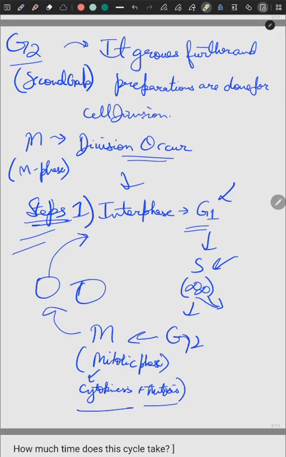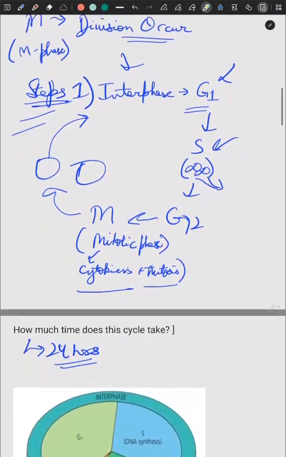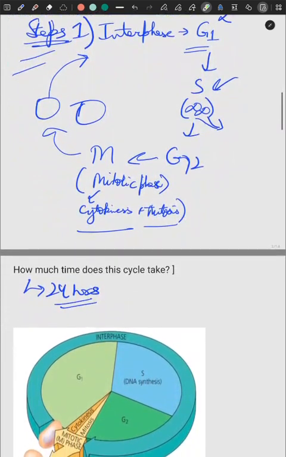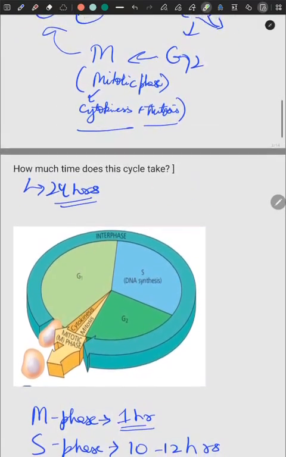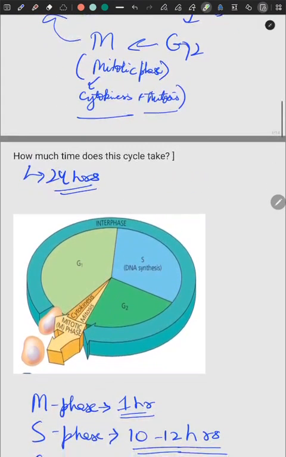So our next question arises: how much time does this whole cycle take? It takes 24 hours to divide. Which is the longest phase? I told you earlier it is interphase. It takes 90% of the time. How 90%? Let me show you. The M phase is the shortest one. It takes 1 hour only.